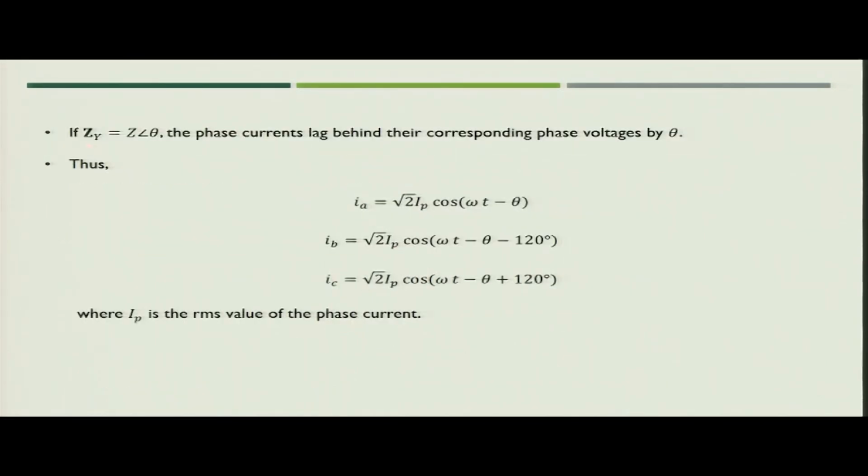Now, if the load is ZY, we can write it as Z angle theta. The phase current will lag behind its corresponding phase voltage by angle theta. So, we can write the currents: IA as root 2 IP cos omega t minus theta, IB as root 2 IP cos omega t minus theta minus 120 degree, and IC as root 2 IP cos omega t minus theta plus 120 degree, where again we are assuming IP as the RMS value, which is why we multiply root 2 with the RMS term.